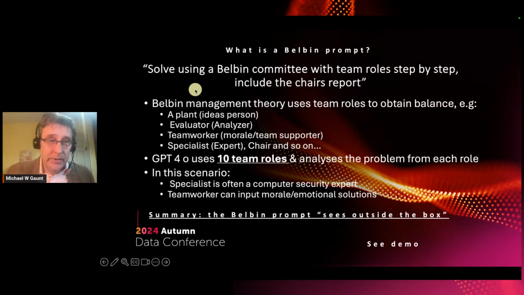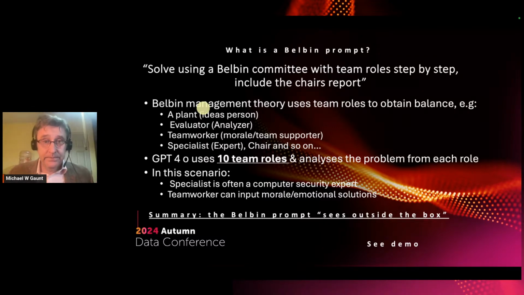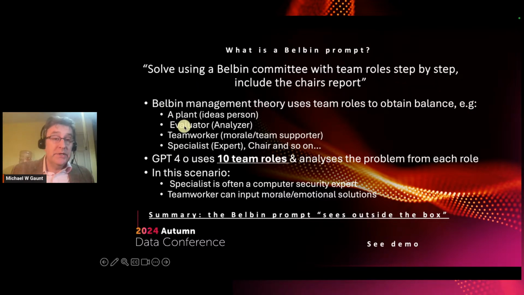Now, the reason this works, let's go through what Belbin is. Belbin is a management theory. It was very popular in the 90s, and it uses team roles to obtain a balance in its decision-making process. So it will typically have a plant, an ideas person. It will have an evaluator, an analyzer. It will have a team worker whose focus is morale and support. Then it will have a specialist, an expert. Then it will have a chair and so on. And GPT-4 Omni uses 10 team roles as soon as you mention a Belbin committee, and it analyzes a problem from each role. So that's how it's working.